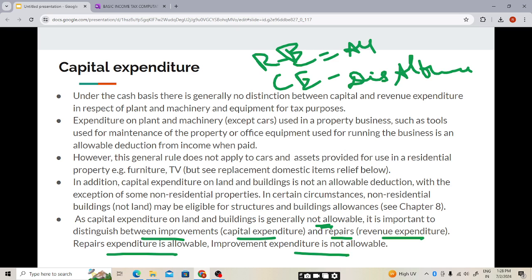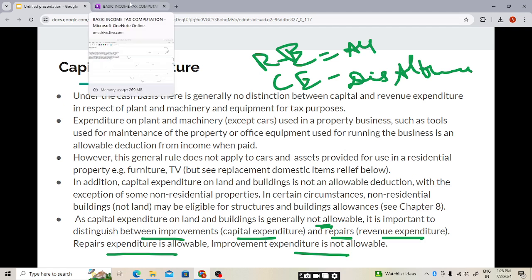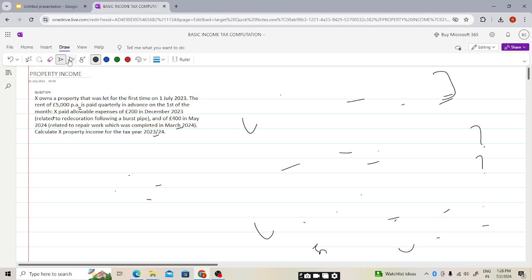So now, before moving to further topics, we will be doing some questions so that you have a basic idea. We will be starting with question number 1. As we have seen, property income is calculated under the default basis of cash basis. Cash basis means cash received and cash paid.